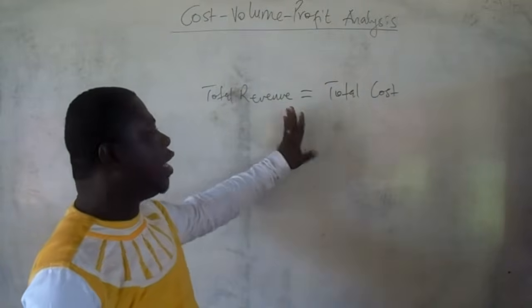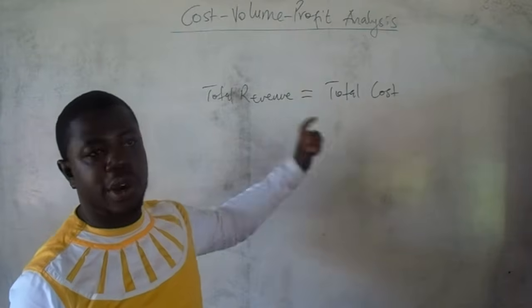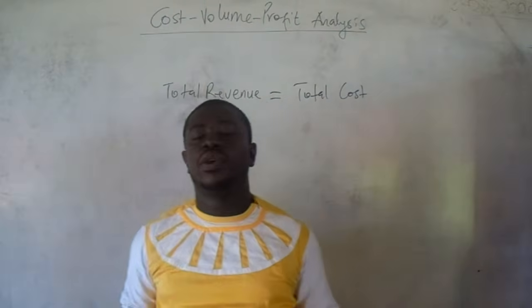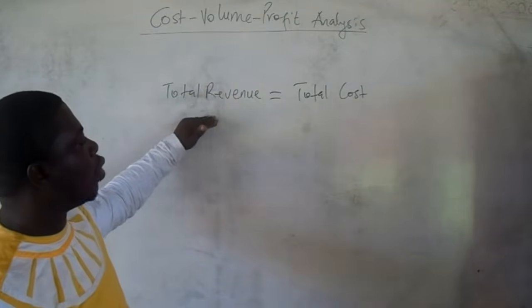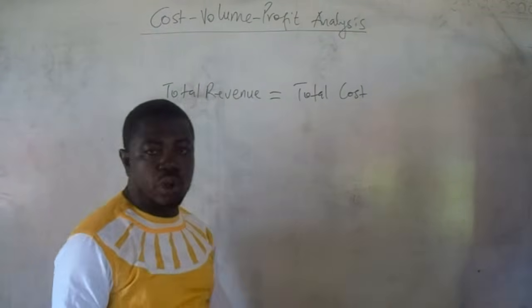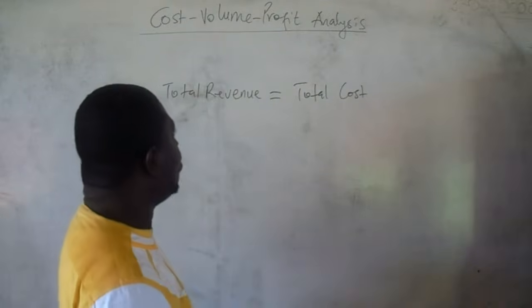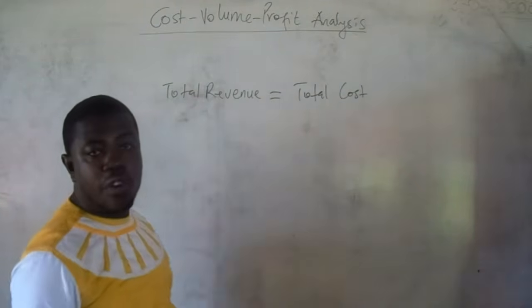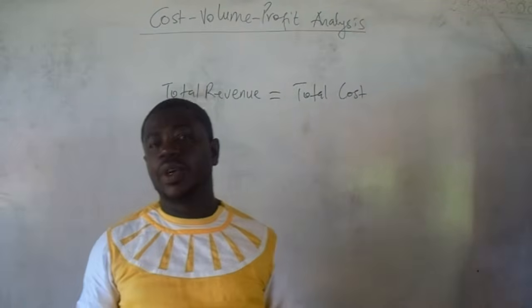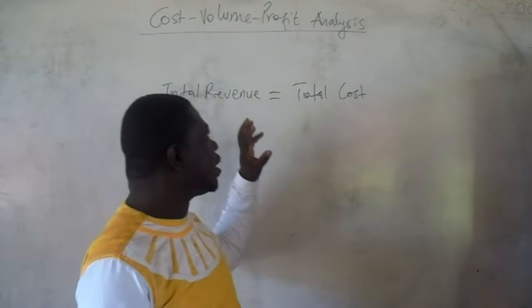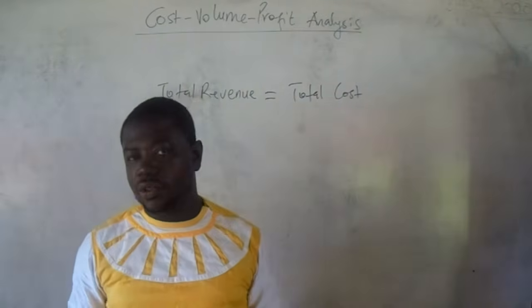In other words, there will be no profit and there will be no loss. Then we call it the break-even point. Like I said earlier, we are looking at a case where total revenue is equal to total cost, meaning that there is no profit nor loss. You know that profit is the excess of revenue over cost, and loss is the excess of cost over revenue. Now, we cannot let this analysis be perfect without holding some factors constant.